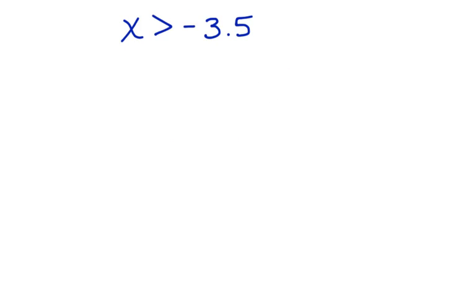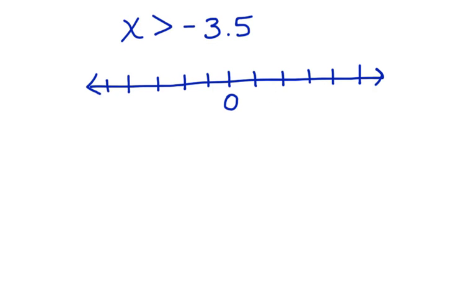Finally, let's graph it. Now, negative 3.5 is going to be halfway between 3 and 4. 1, 2, 3, 4. And this solution does not include it, so I'm going to use an open circle. And x is greater, so I draw my line going this way. Now I have solved the inequality and graphed the solution.